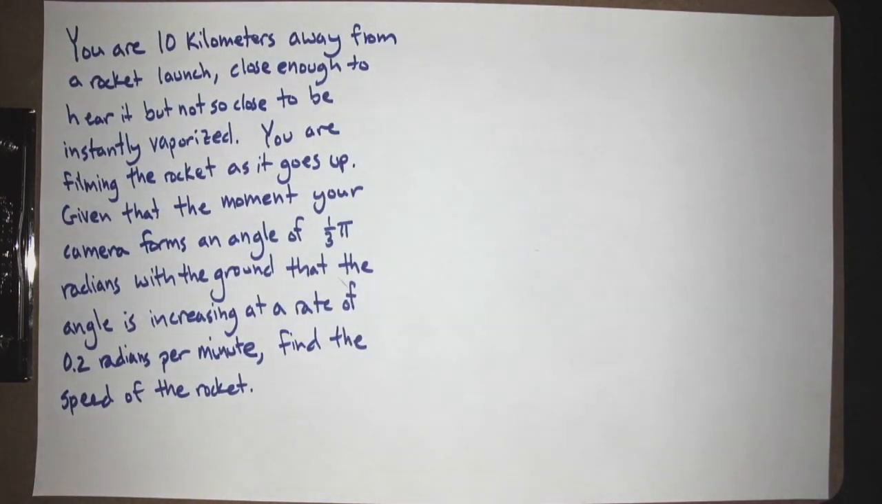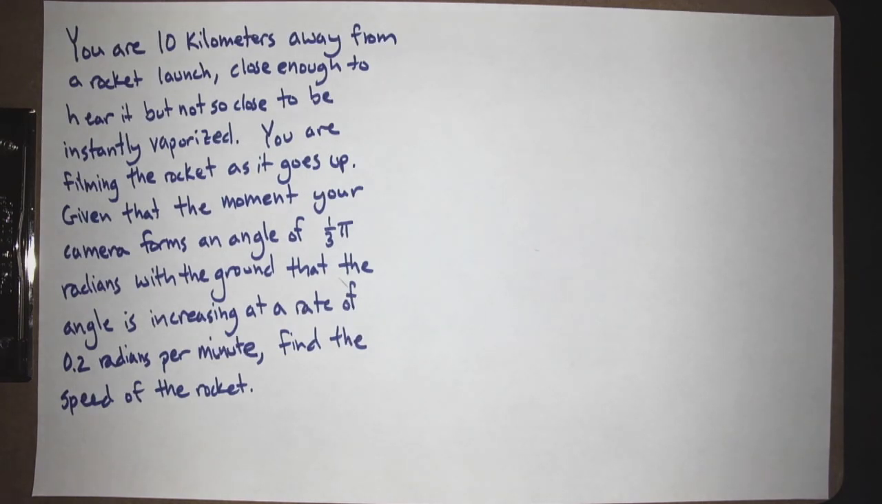Okay, so you are 10 kilometers away. And by the way, if you do have the handout, this is number 3 on the handout. You are 10 kilometers away from a rocket launch, close enough to hear it, but not so close to be instantly vaporized. That seems like a good distance. You are filming the rocket as it goes up. Given that the moment your camera forms an angle of pi over 3 radians with the ground, the angle is increasing at a rate of 0.2 radians per minute, find the speed of the rocket.